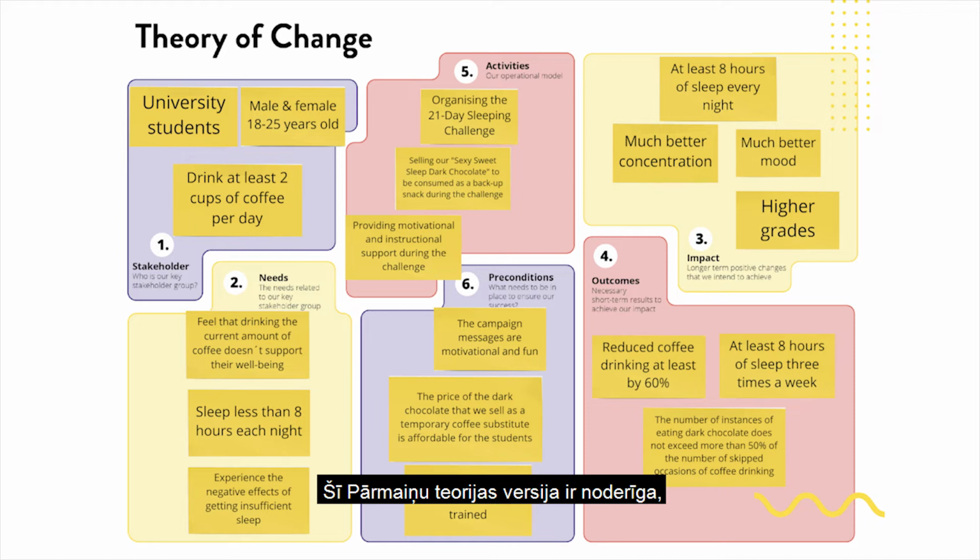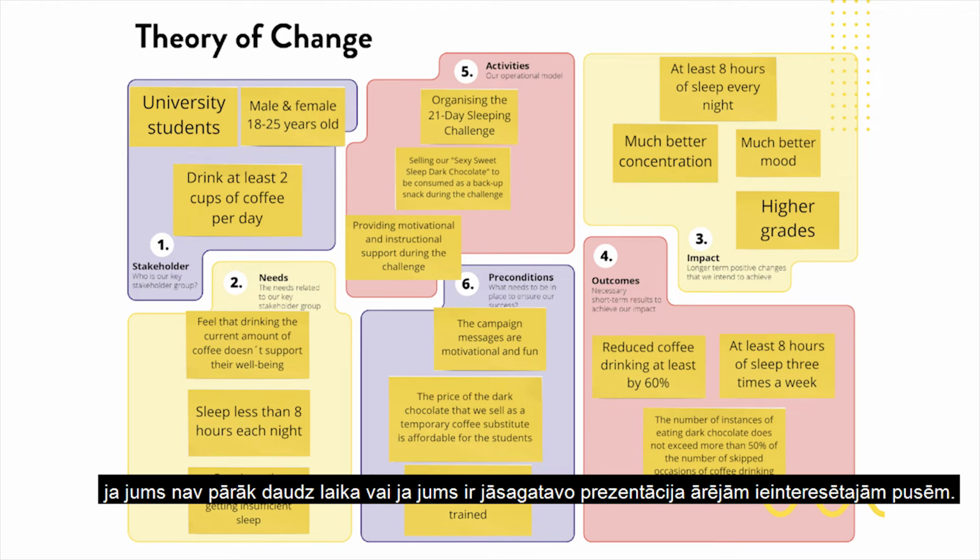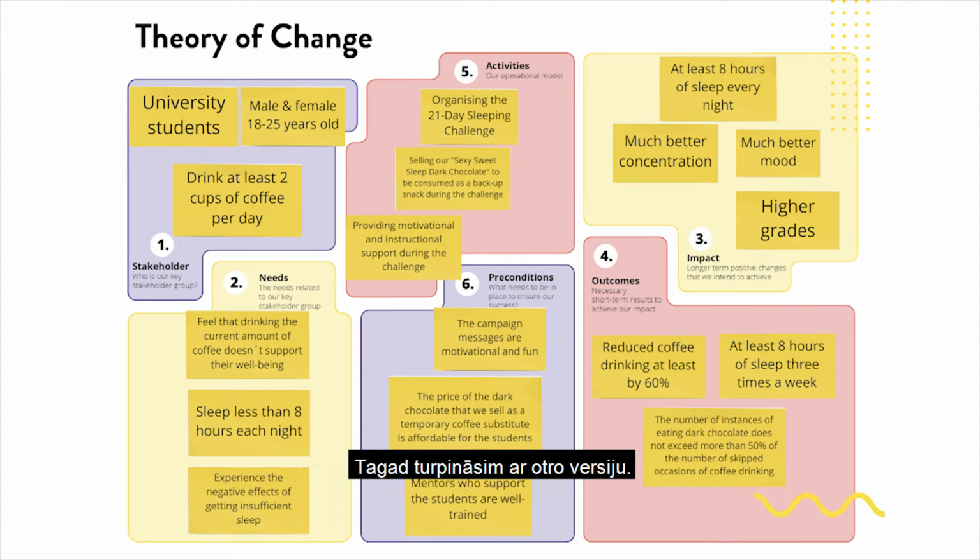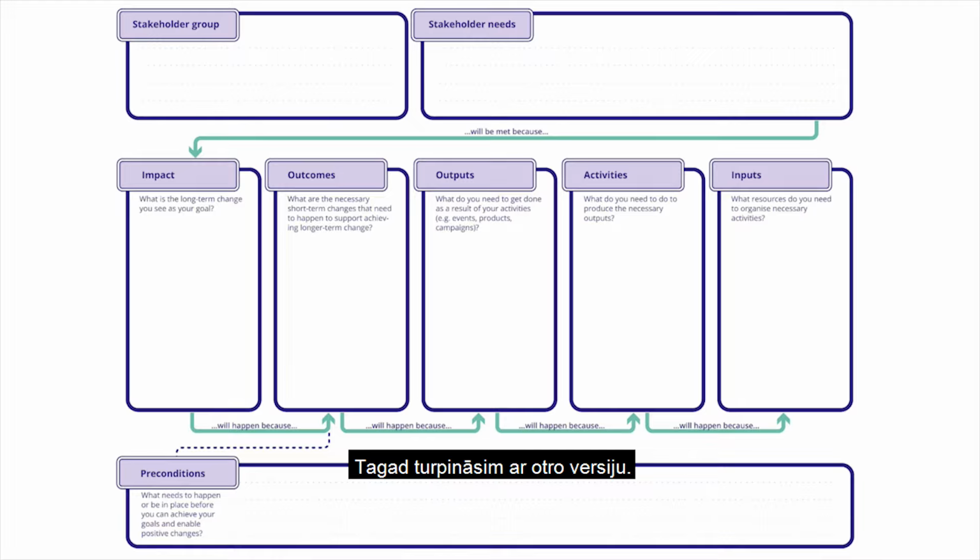It's good to use this version of a theory of change if you don't have too much time or when you need to prepare a presentation for external stakeholders. It's quite easy to read and understand from an outsider perspective. Now let's continue with version number 2.